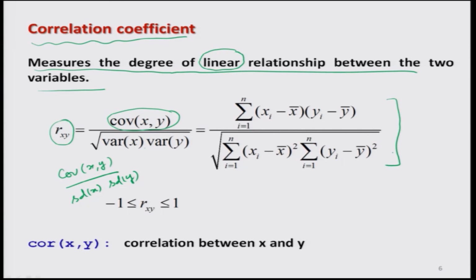And this correlation coefficient lies between -1 and +1. This correlation coefficient can be computed in R using the syntax cor, and inside the argument we have to give the data vector. So, the next question comes, what is the interpretation of this coefficient?